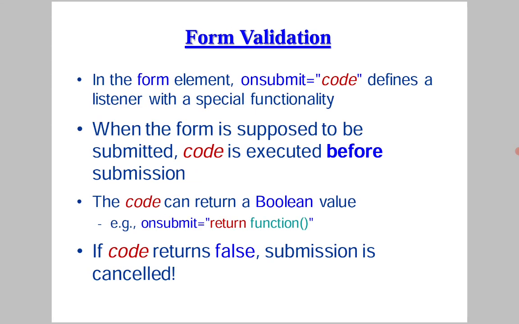So generally form events are used for form validations. Form validation means data entry validations, form entries or form validation purposes. In the form element, onsubmit equals code defines a listener with a special functionality. When the form is supposed to be submitted, code is executed before submission.